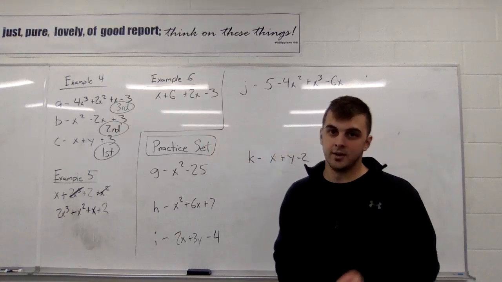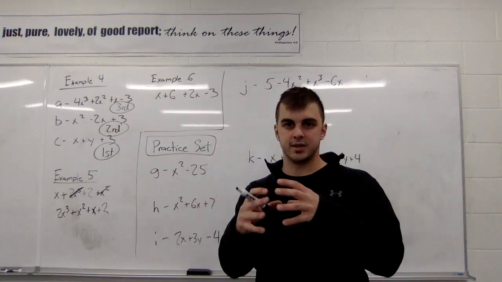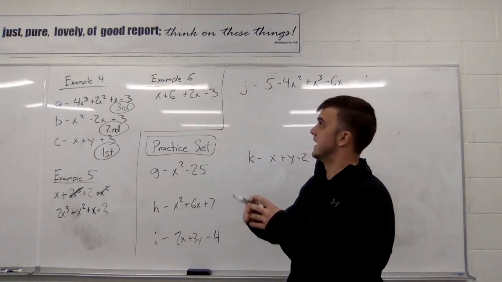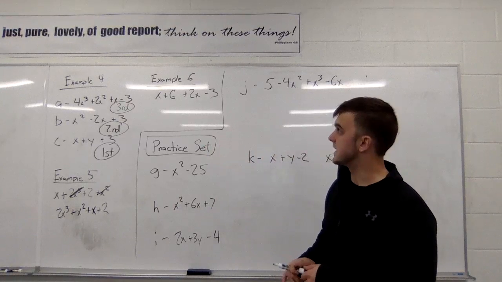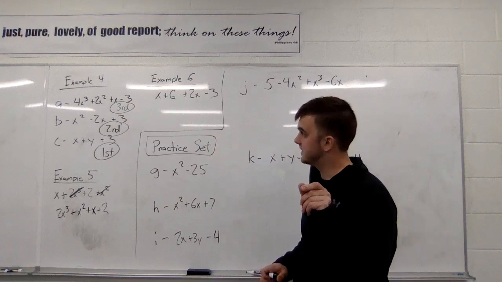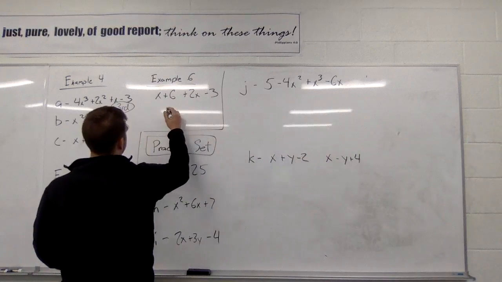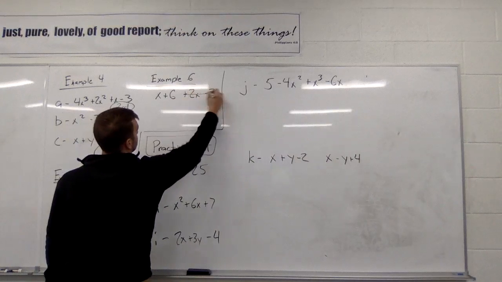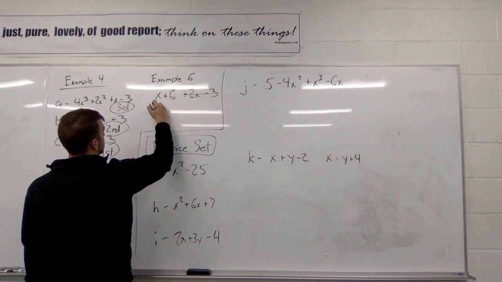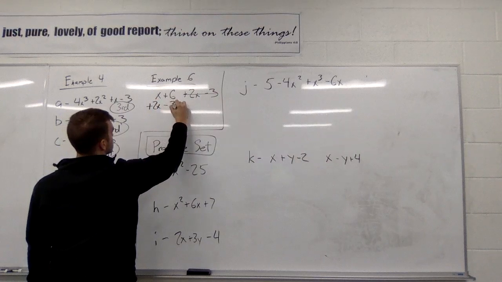Example 6. This is where we combine the 2 things that we learned, adding mixed measures and the polynomial. You have x plus 6, and you're supposed to add 2x minus 3. So let's just write this in a better way. X plus 6, cross that out. You're just adding 2x minus 3.